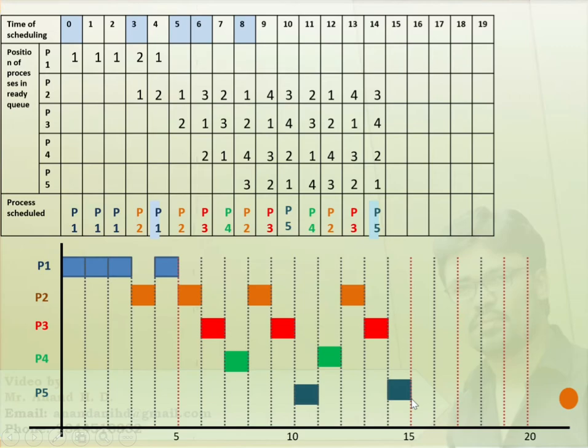Okay, so at 15 time units, there will be only 3 processes in the ready queue. Process P2, P3 and P4 with P4 in first position, P2 in second position and P3 in last, that is third position. So out of these 3 processes, P4 will be selected for scheduling and it will be executing from 15 to 16 time units.